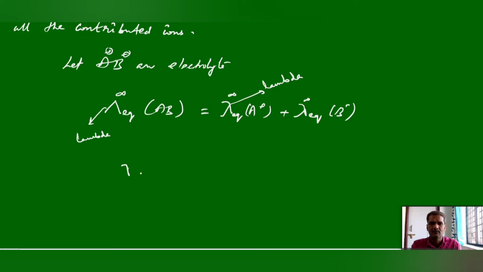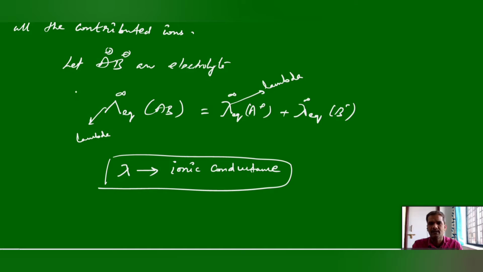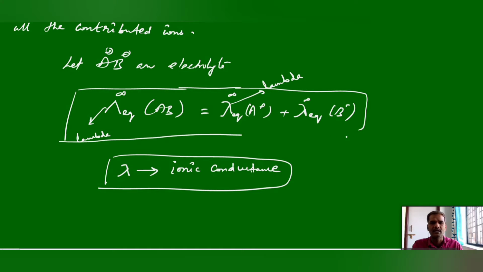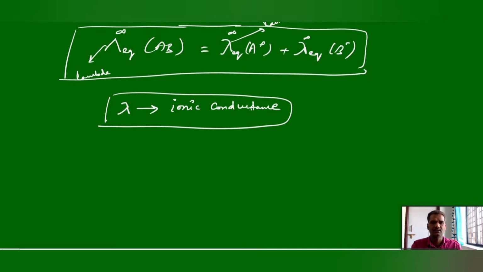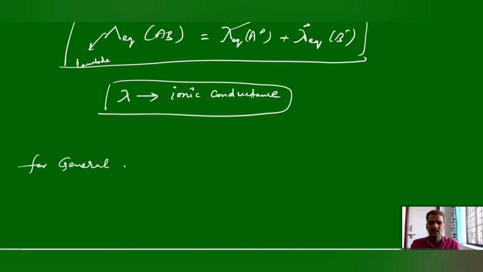Lambda indicates the ionic conductance. And this is the formula for Kohlrausch law. At infinite dilution, the equivalent conductance of an electrolyte is simply the sum of the ionic conductances of all ions present in that solution.